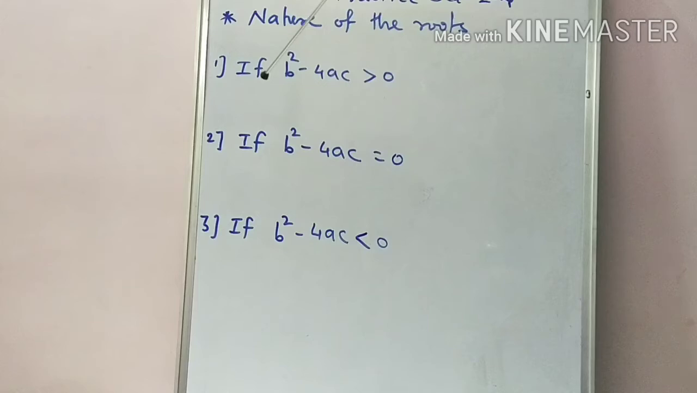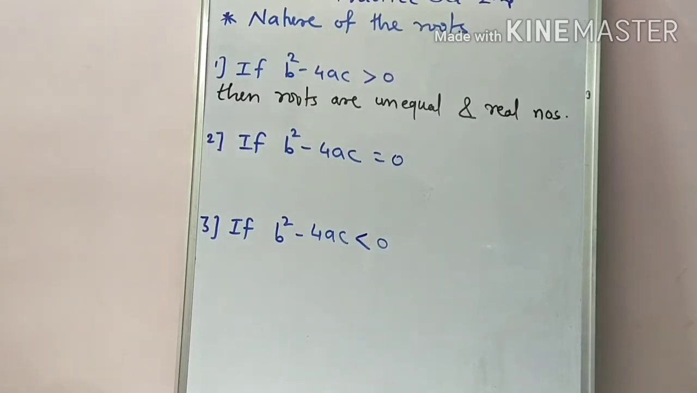That we have to determine. So the conditions are, if the discriminant delta, b square minus 4ac, is greater than 0, then we can say roots are unequal and real numbers.